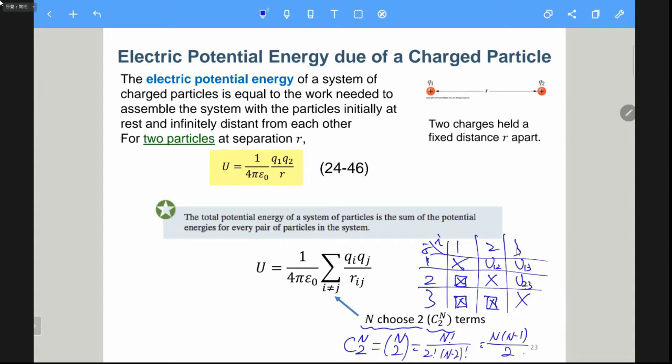So here for N equals 3, we have 3 terms here. So it is like 3 times 2 over 2 equals 3, like this. If we have 4, we still have U1,4, U2,4, and U3,4. So we altogether have 6 terms, which is like 4 times 3 over 2 equals 12 over 2 is 6. So here we have 6 terms like that.